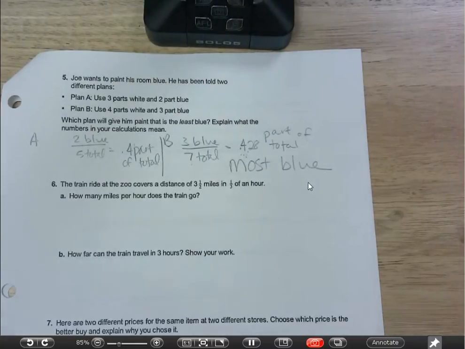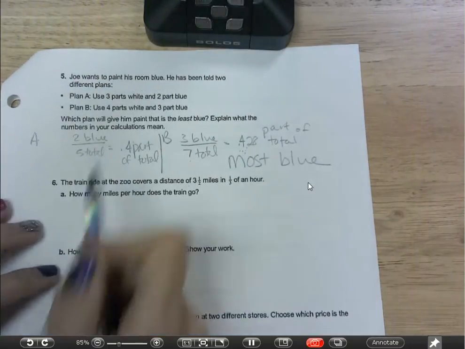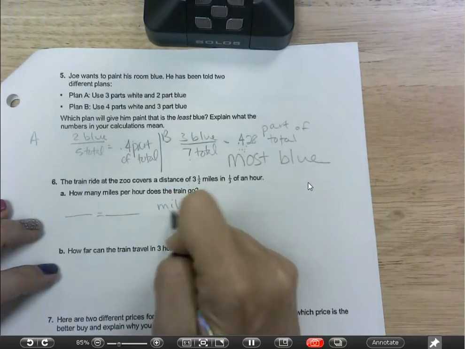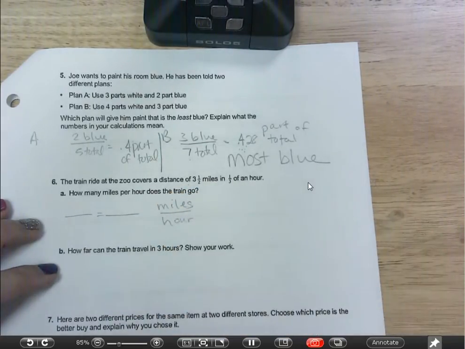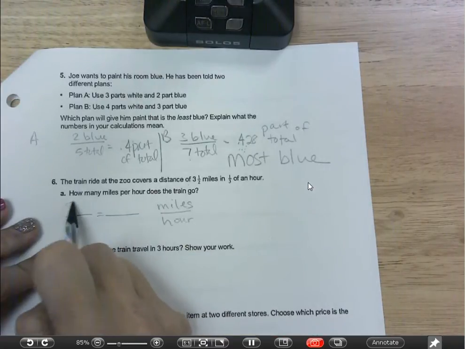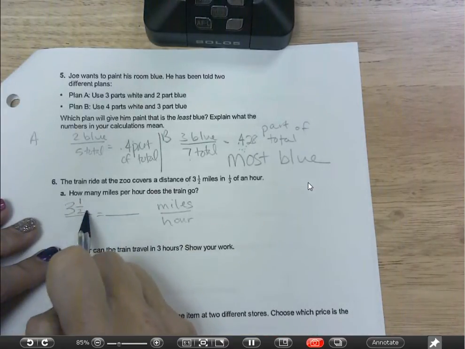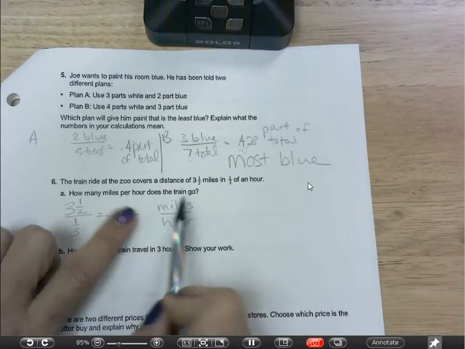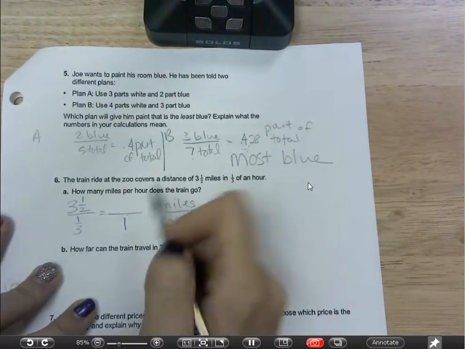All right, question number 6. The train ride at the zoo covers a distance of 3.5 miles in a third of an hour. So how many miles per hour does the train go? So I could do this as a proportion, and I know I've got miles and I've got hours. So I've got 3.5 miles in 1/3 of an hour. And then over here, I want to know how many miles the train goes in 1 hour.